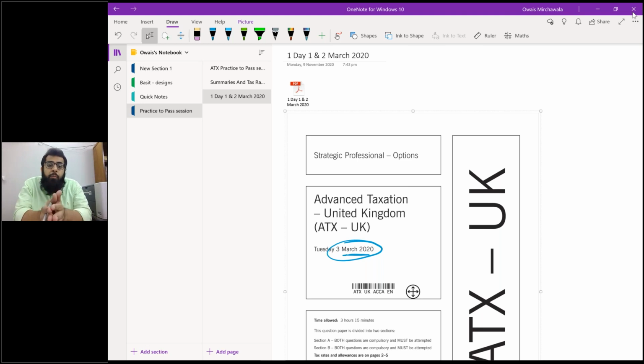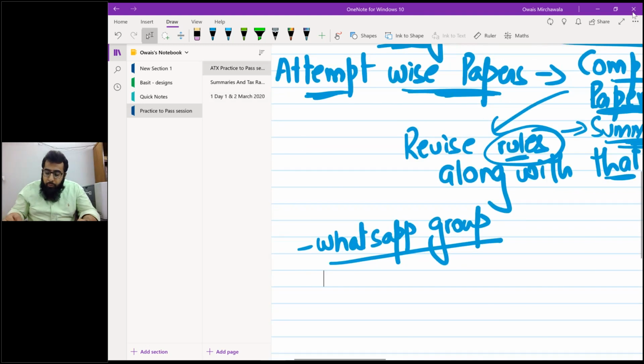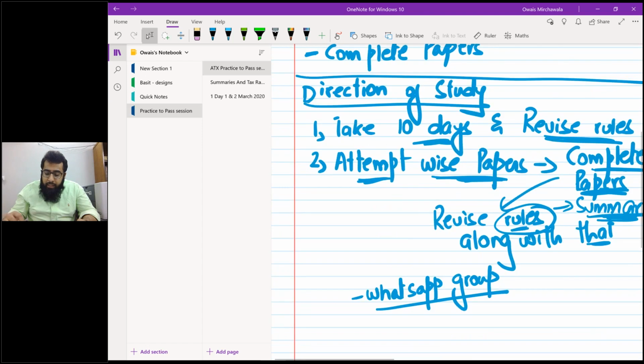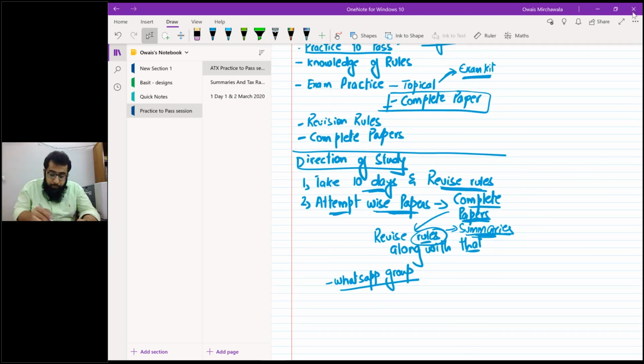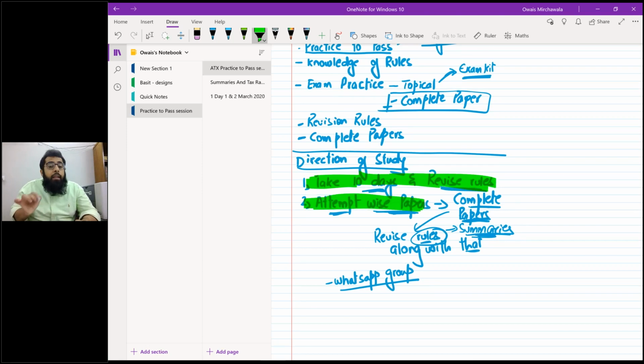This is what I expect from you all: you should give 10 days for your revision of rules. Take out 10 days, revise your rules, and then attempt the attempt-wise past papers. And when I say attempt-wise past papers, these should be complete papers, not topical practice.